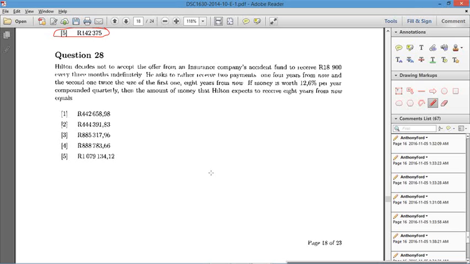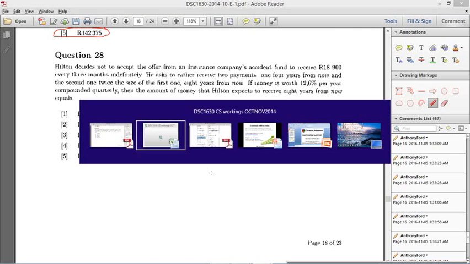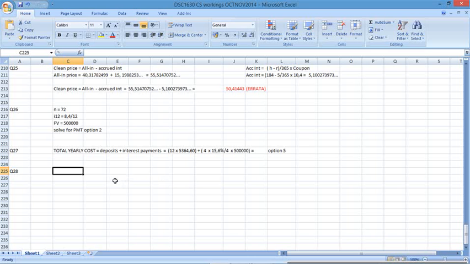Right, Hilton decides not to accept the offer from an insurance company or accident fund to receive 18,900 every 3 months indefinitely. Every 3 months is quarterly. He has to receive 2 payments, one 4 years from now and one twice the size 8 years from now. Okay, so these questions come up a lot. You're going to have to draw a timeline to show this calculation. Okay, so T0 is now.